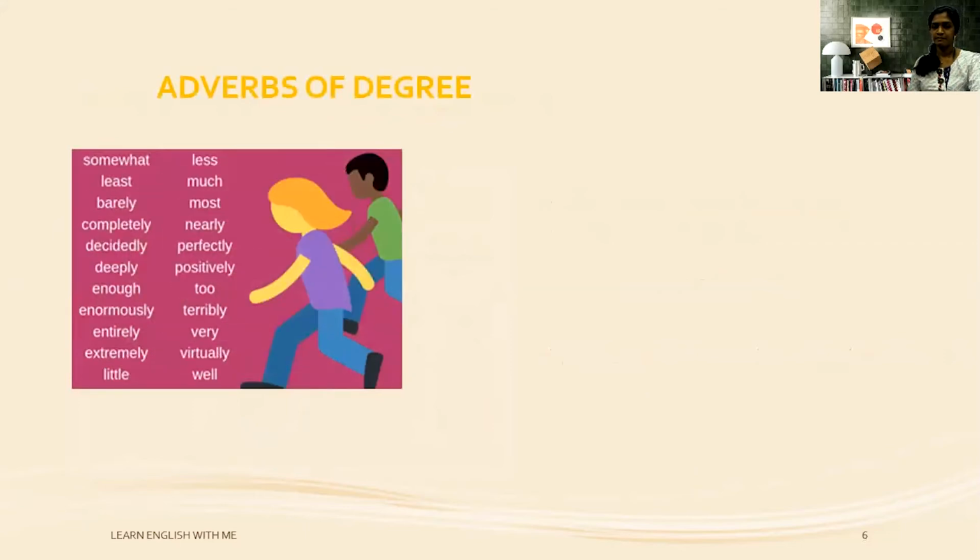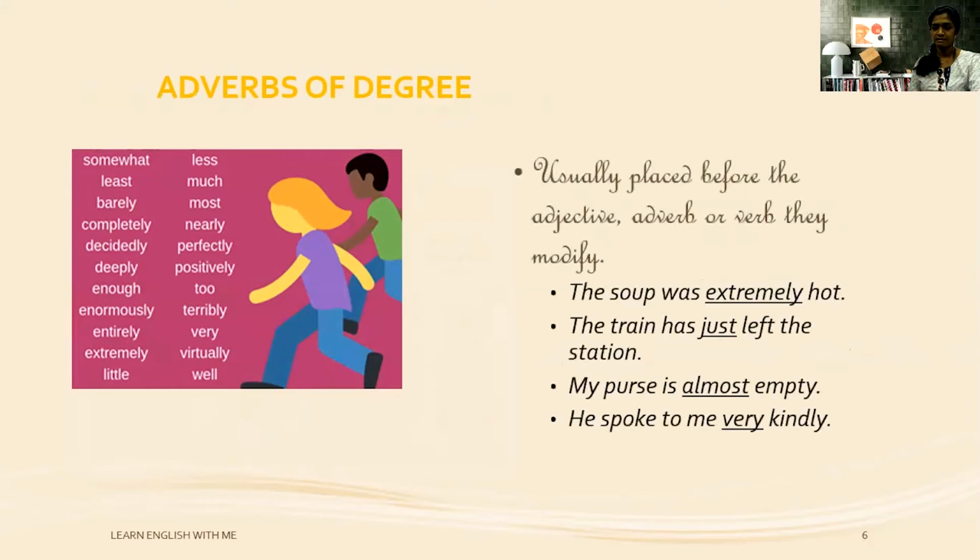And the final type, adverb of degree. Here are a few examples, but let's look at the explanation. And first of all, we shall look at the precision and where to use them. And they are usually placed before the adjective or the verb or the adverb that they are going to modify.